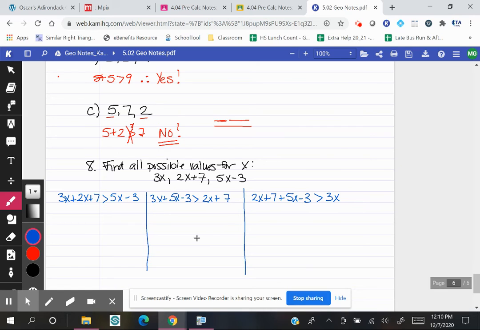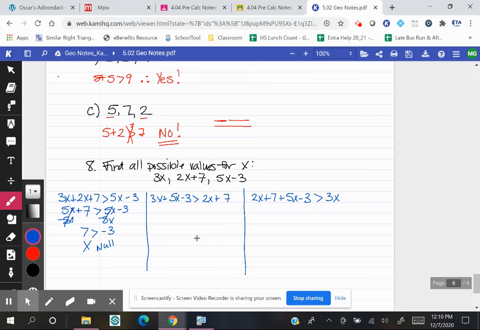So now let's combine what we have here. Combine my like terms over here. I have 5x plus 7 is greater than 5x minus 3. I'm going to subtract 5x from both sides, and that's just going to cancel out. So I just end up with 7 is greater than negative 3. That's true. Or you could have also ended up with 10 is greater than 0. But that doesn't help me at all. The variables dropped out. So that's just a null case.